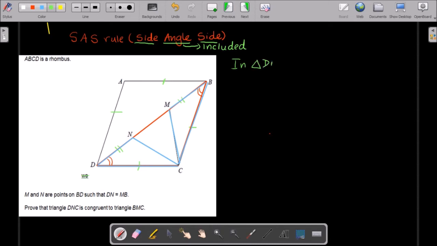So in triangle DNC and triangle BMC, I'm going to say this side DC, which is this side here, is equal to BC, which is this side over here. And the reason for that is all sides of a rhombus are equal.